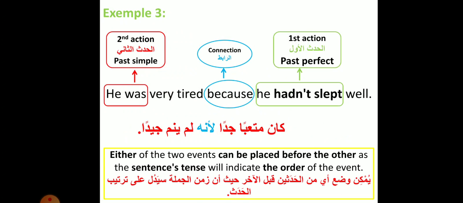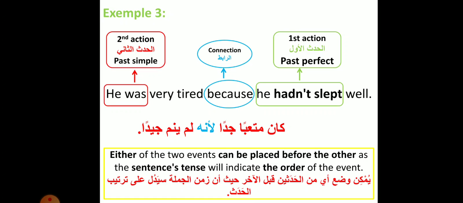The third example, he was very tired because he hadn't slept well. Okay, so please pay attention. Either of the two events can be placed before the other, as the sentence's tense will indicate the order of the events. Okay, so it doesn't matter if we change the order of the events. For example, here we have the second action that comes first in the sentence, just in the sentence, but for the conjugation it shows which one comes first.